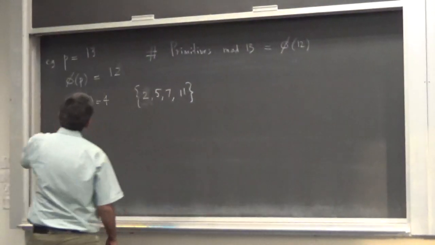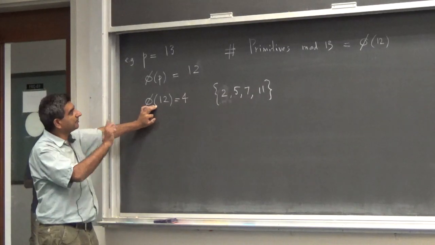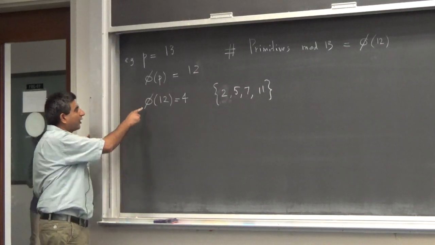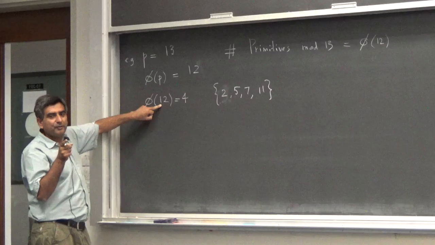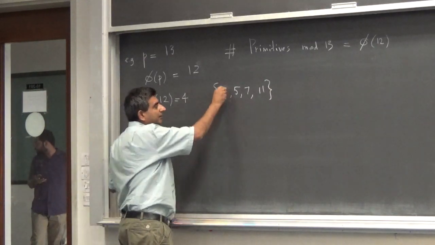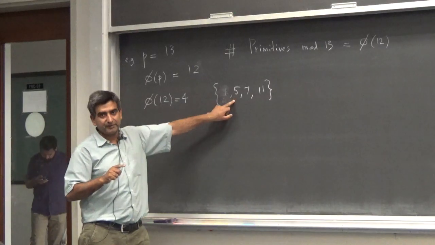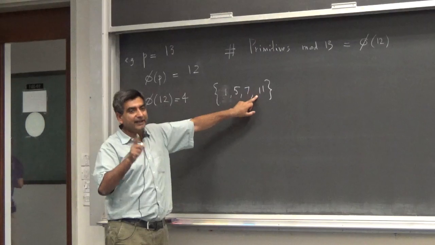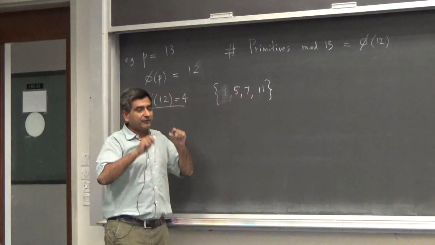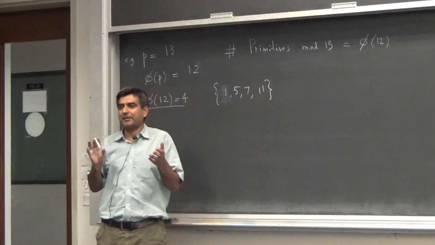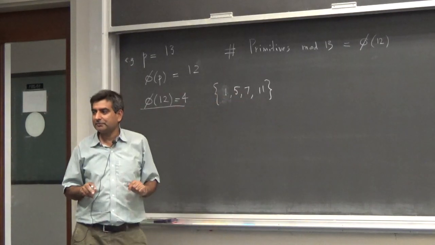Right, so we need to find the number of primitive roots. The number of primitive roots mod 13 will be given by Euler phi function of 12. So we need to find the integers less than 12 which are co-prime with 12. Now what are they? They are 1, then 2 isn't co-prime with 12, 3 isn't, 4 isn't, 5 is, 6 isn't, 7 is, 8 isn't, 9 isn't, 10 isn't, 11 is. So there are four values of g, four primitive roots mod 13. Alright? And those numbers are 1, 5, 7, and 11.